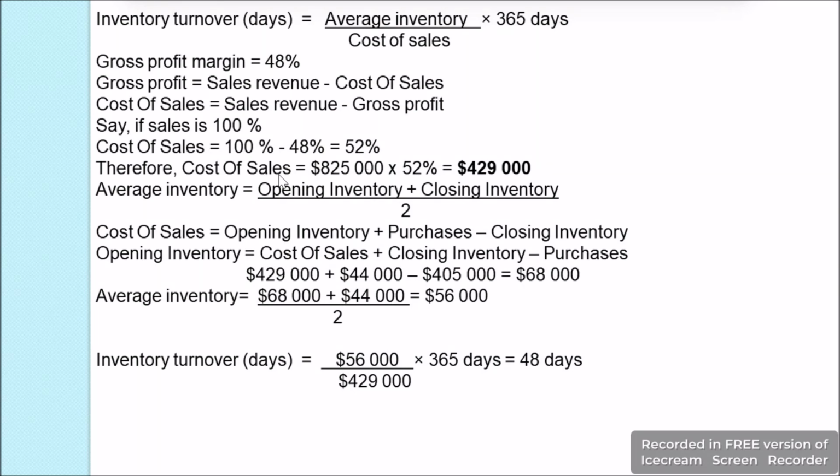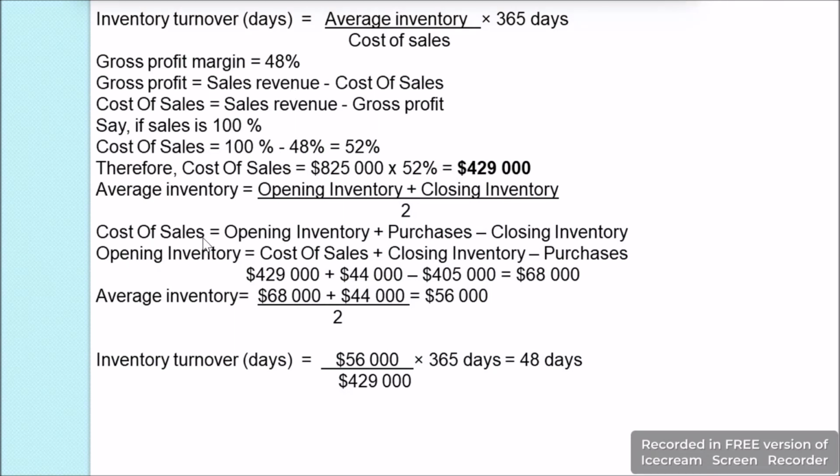Therefore our cost of sales will be 52% of what? Of our sales revenue, which is $825,000 times 52%, which will be $429,000. Now we have to find the average inventory. For average inventory, we don't have the opening inventory, we have the closing inventory, because it will be opening inventory plus the closing inventory divided by 2. So we are first going to find the opening inventory, then we will find the average inventory.